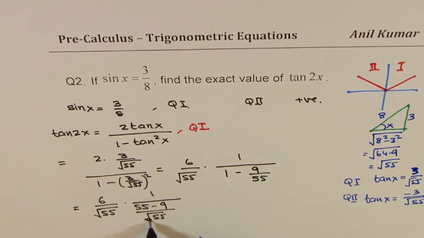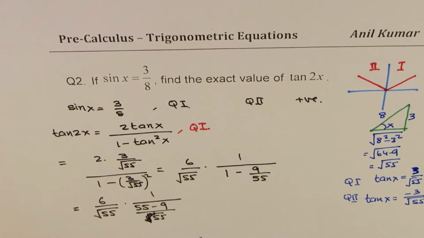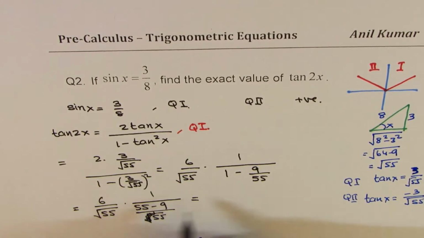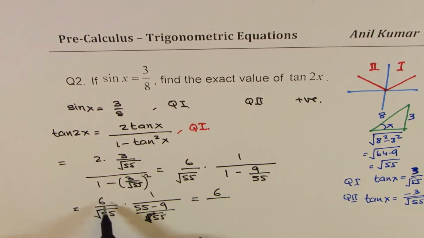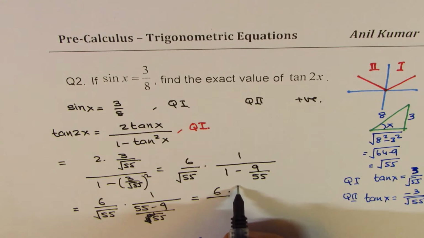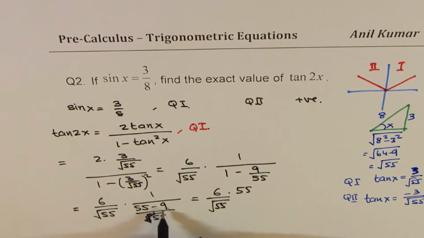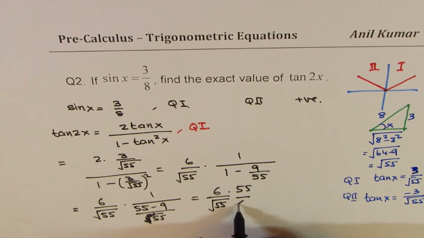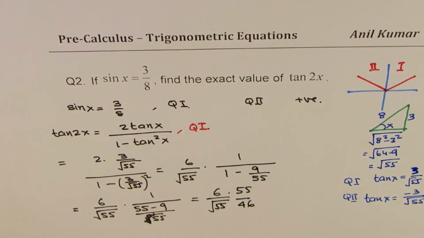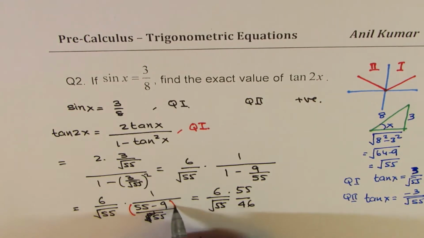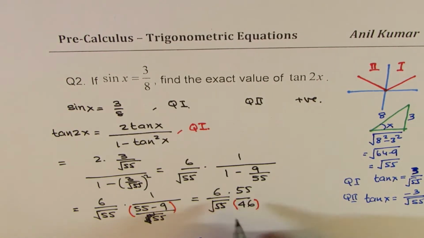Oh, just 55, sorry. Just 55. So that gives you 6 over, now this is 55, that goes on the top. So we could write this as times 55 divided by square root 55. And 55 minus 9 is 46. Correct? 55 minus 9 is 46.